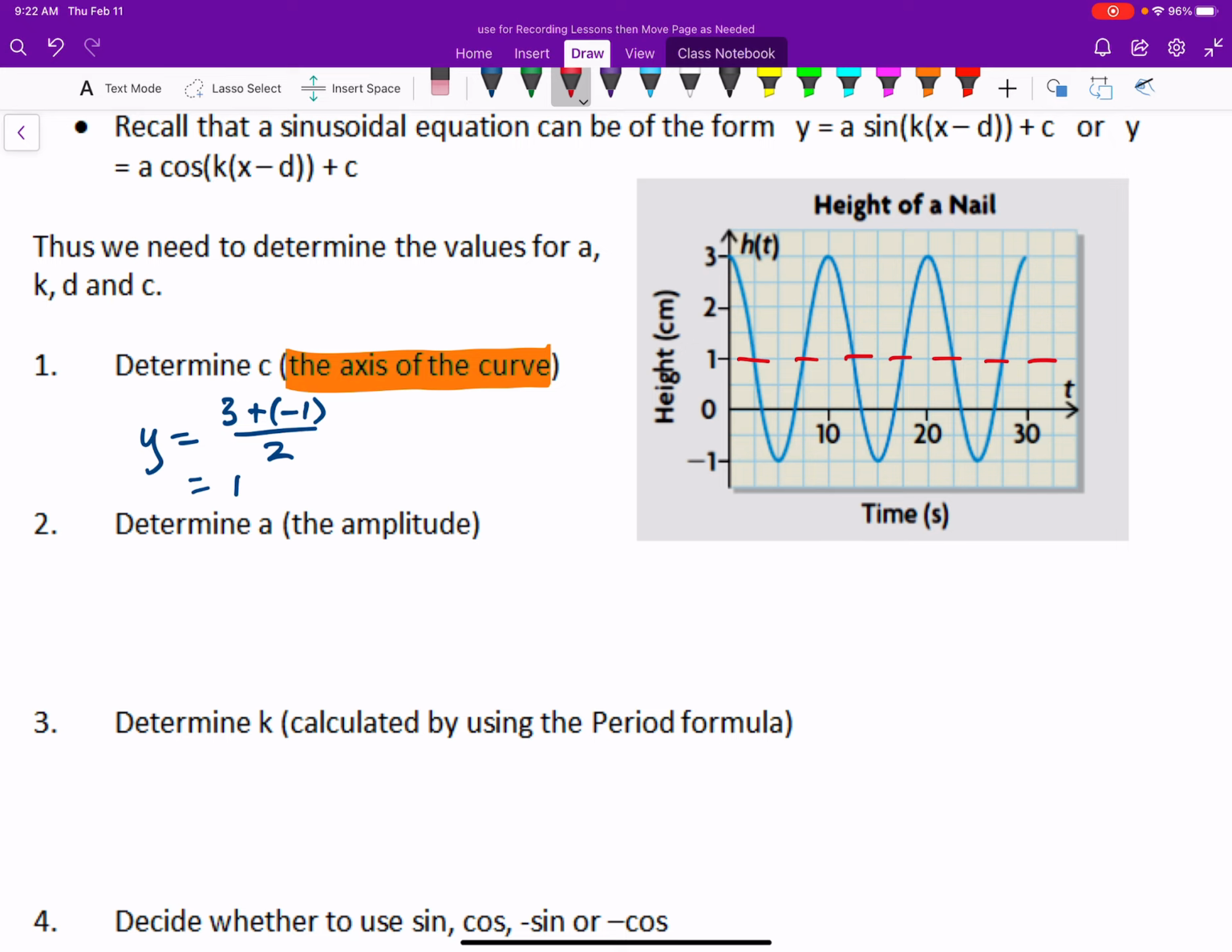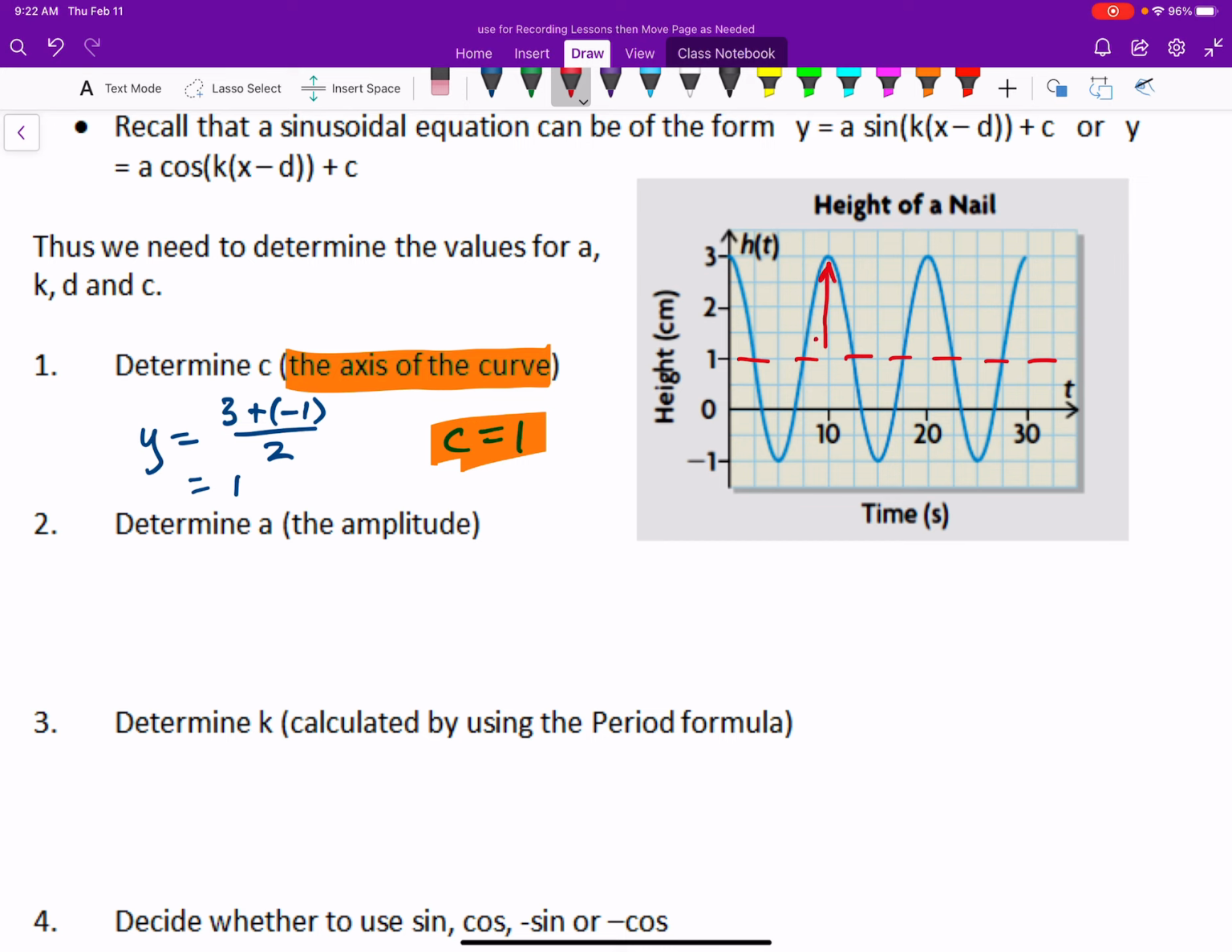That is my C value, because in order to get the axis from 0 up to 1, it must have been shifted up by 1. So the C value is 1. Now that I can see what the C value is, it's pretty easy to see the amplitude. I can tell the amplitude is 2, can't I?